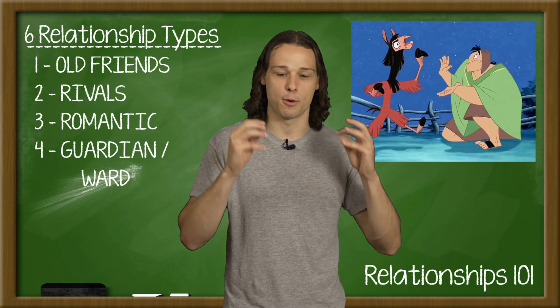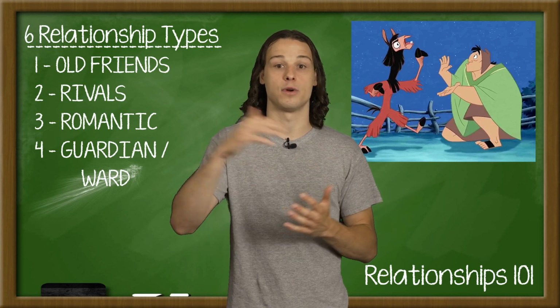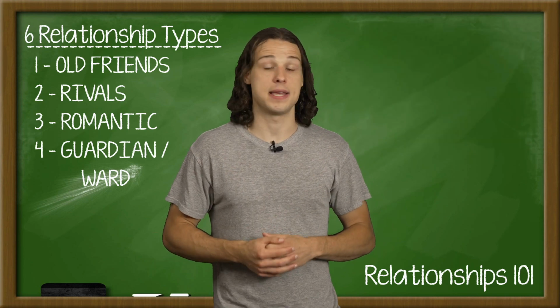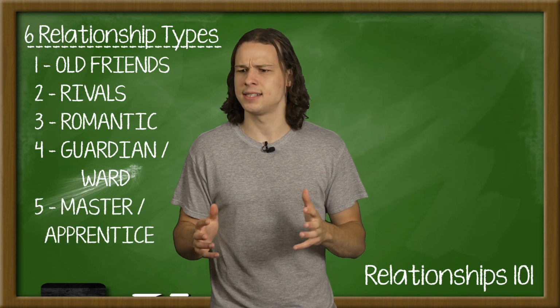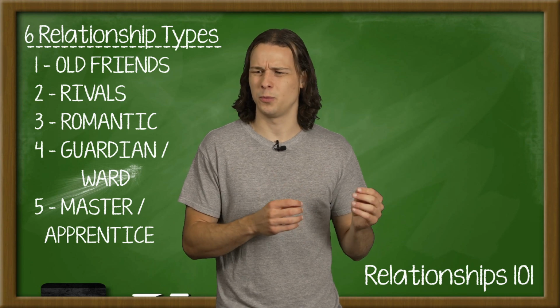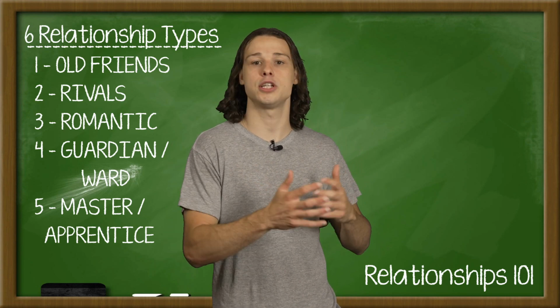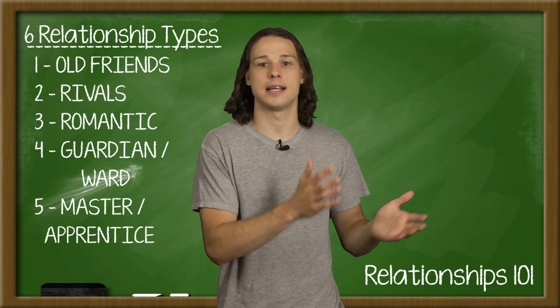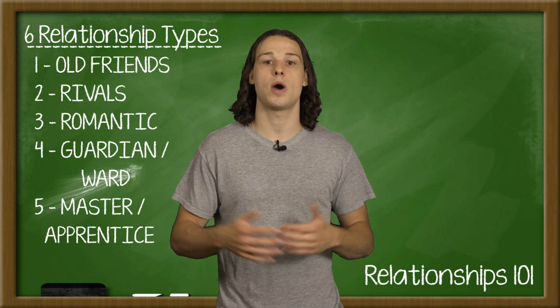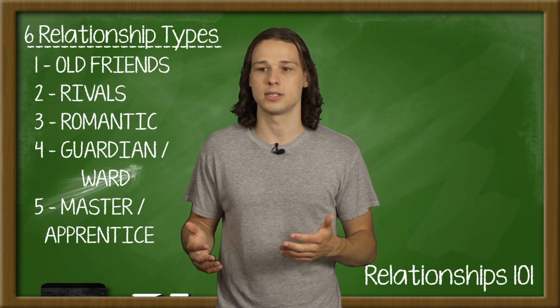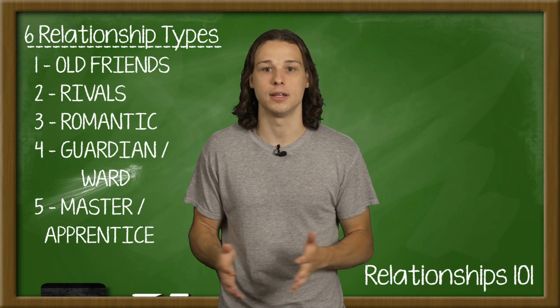So I think that's a perfect thing to model after if you're looking for that dynamic. The fifth relationship type is the master apprentice, and this is similar to the guardian ward, but with not much of a focus on responsibility and far more focus on teaching a way of life. The classic examples of this are a knight and his squire, a wizard and his students, a master craftsman and his journeyman.